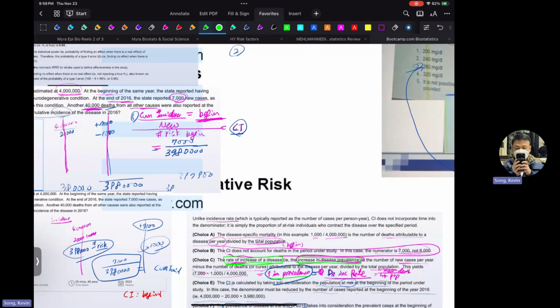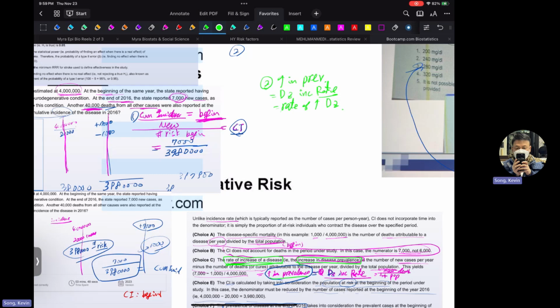Okay. So the increase in the prevalence, or disease increase rate, or the rate of increase in disease. Whenever you see rate, rate always has something to do with new cases.